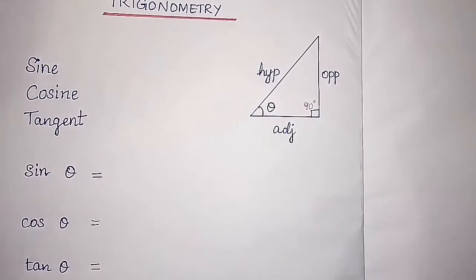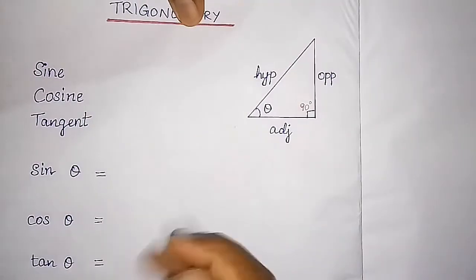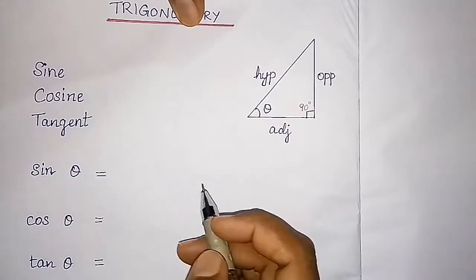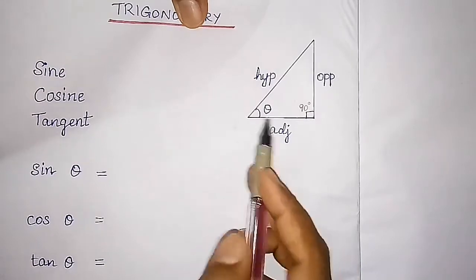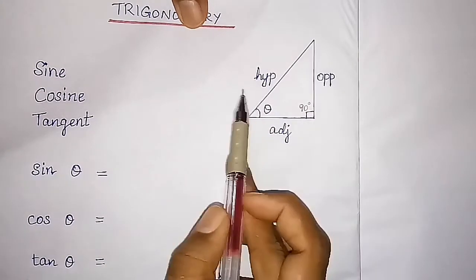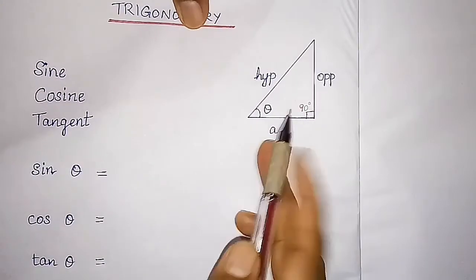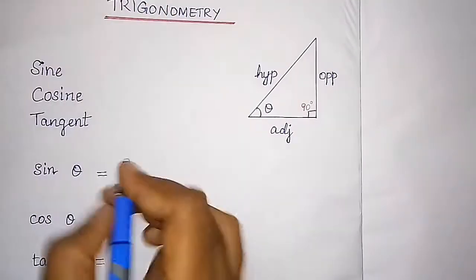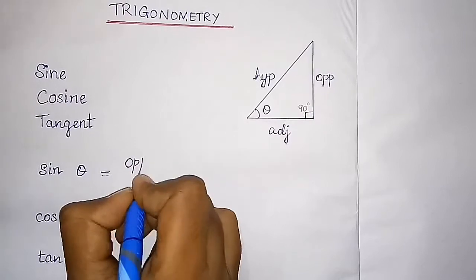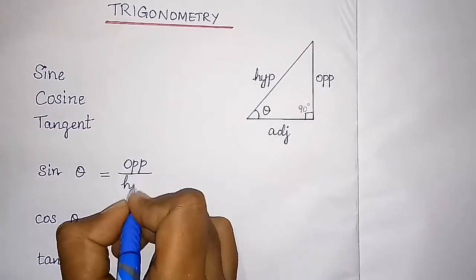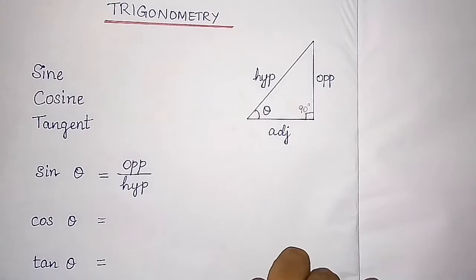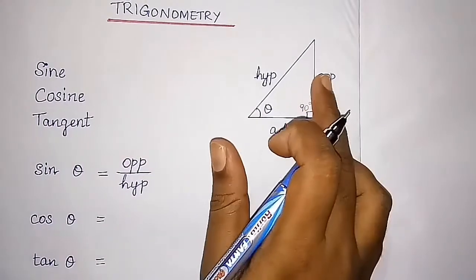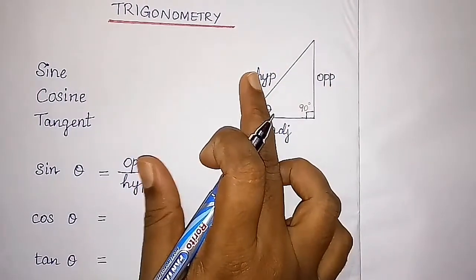So what are these sine theta, cos theta and tan theta? The side which is opposite divided by hypotenuse gives you sine theta. That is, opposite divided by hypotenuse gives you sine theta.